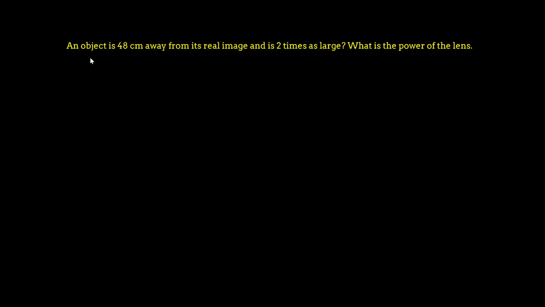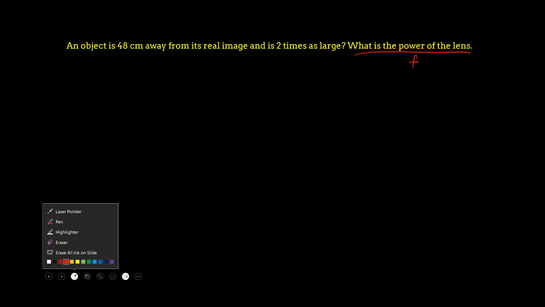So I have an object 48 centimeters away from its image, and the image is 2 times as large. What is the power of the lens? So power of the lens, meaning we need F, right? We need F right away.